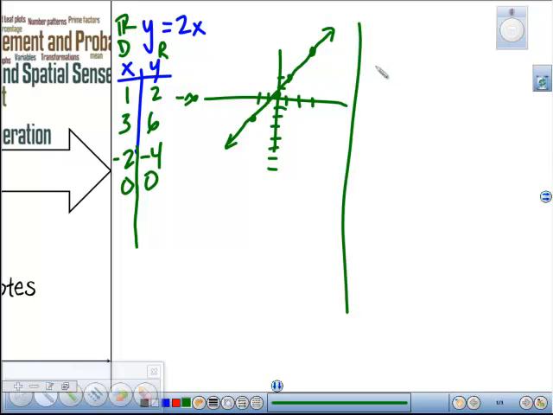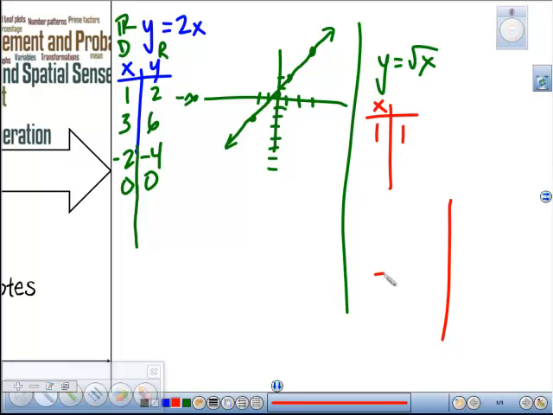Now what about something like y equals the square root of x? If we start substituting in some x values, like 1, the square root of 1 is 1, and I could start graphing that. So at 1 it's 1. If I do 2, we would just get a decimal, so I'm going to skip ahead to 4 because the square root of 4 is 2. What about 0? The square root of 0 is 0.